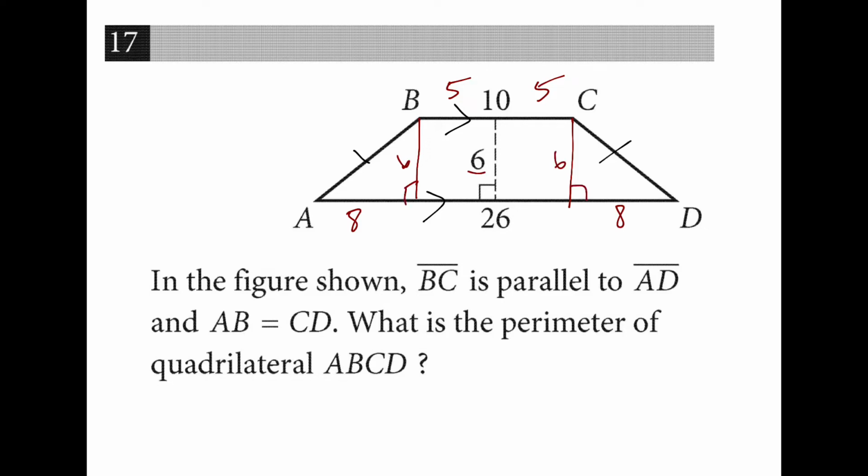So I can use the Pythagorean theorem to figure out that 8 squared plus 6 squared is equal to c squared. So these are both going to be 10. So 10 plus 10 plus 10 plus 26 is 56.